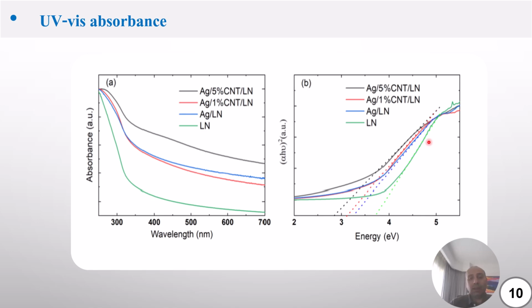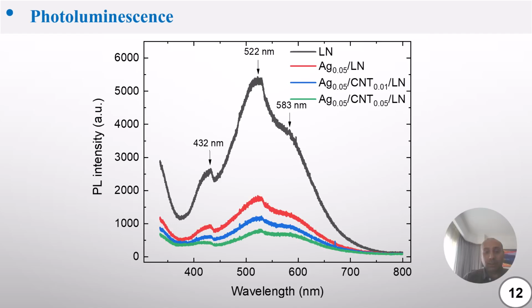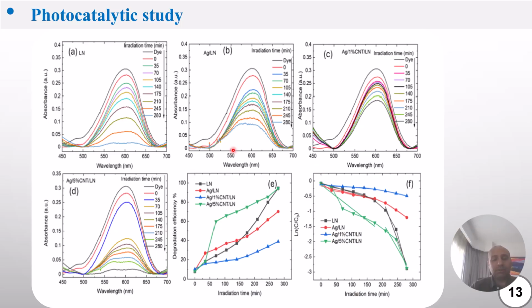The silver also has a strong effect in increasing the absorbance. We use the Tauc plot for direct band gap to quantify the band gap value. Here the band gap value decreased by adding Ag and CNT. We reached approximately 2.8 electron volts. So from 3.8 to 2.8, it decreased by approximately 1 electron volt, and this is very important and can be used for solar-driven photocatalysis applications, or any application where we can use UV and visible sources.